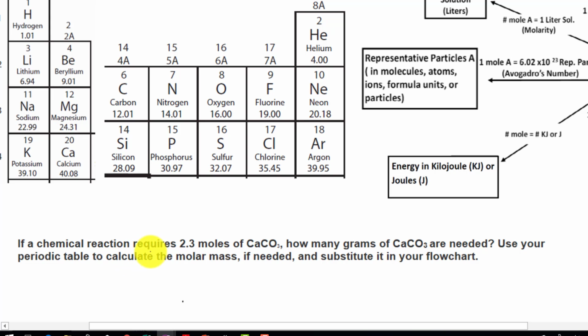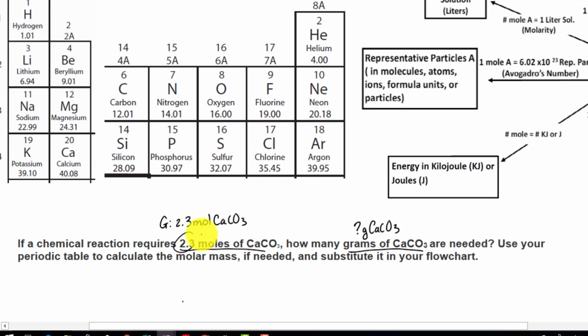If a chemical reaction required 2.3 moles of calcium carbonate, how many grams of calcium carbonate are needed? So of course this is our given. And what makes this the given? It has the given number that we can work with. So our given is 2.3 mole, and I'll abbreviate mole, of CaCO3. And we are looking for grams of CaCO3, question mark, grams of CaCO3.